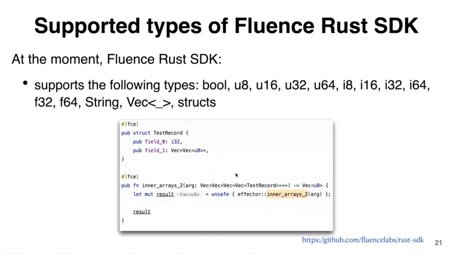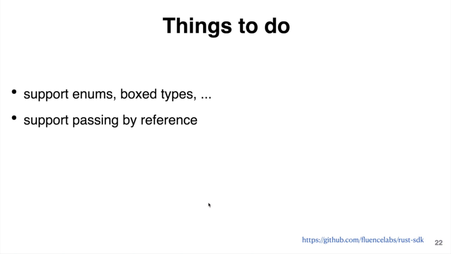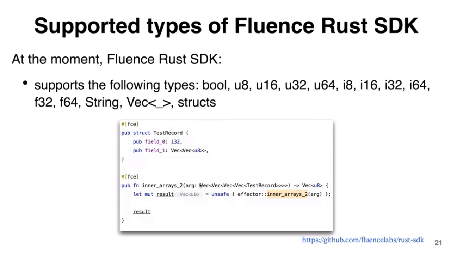But of course, we have things to do. The first one, we don't support enums and box types now. We support now only passing by value, and we are working now to support passing by reference, because it's a huge limitation for several applications, because here we can pass many by value.